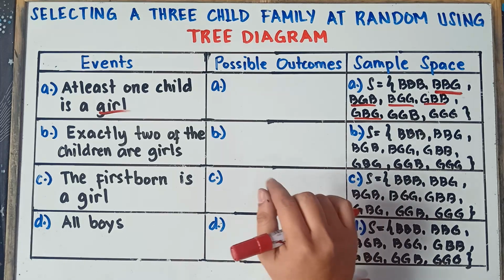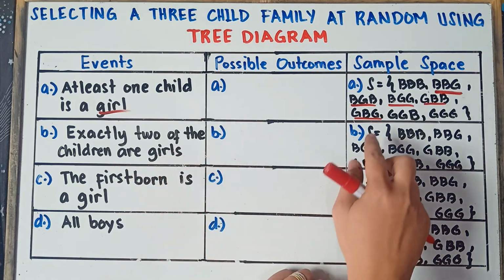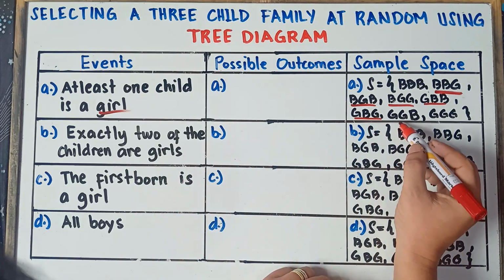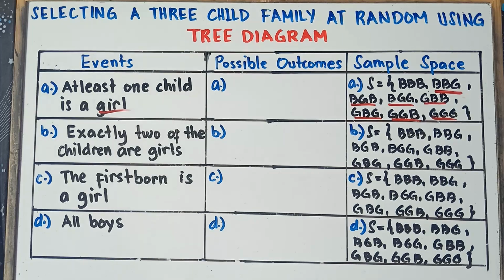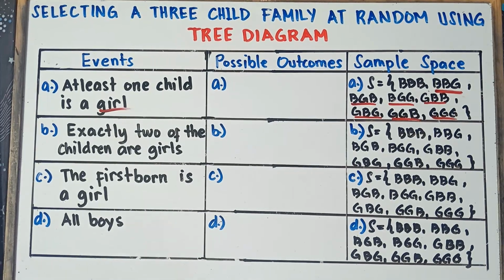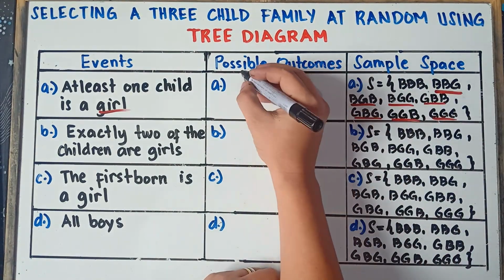Girl, boy, girl. Once again, class, at least 1 child is a girl. So therefore, we can accept this one. And then this one, we can accept this one. We have 2 girls. And then this one, all girls. So therefore, our answer, we have this one.